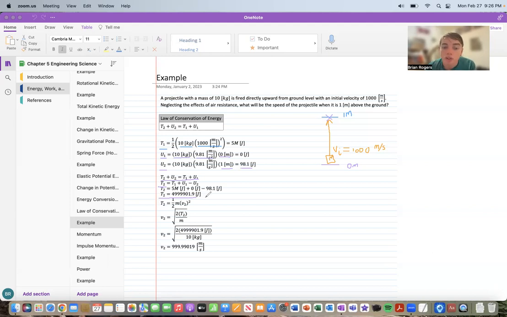4,999,901.9 joules. And so if we want to solve for the velocity, remember, kinetic energy can be written in the form 1/2 the mass times the velocity squared. And so writing now this equation in terms of velocity and substituting in our known variables, we're able to find that the velocity is approximately 1,000 meters per second.